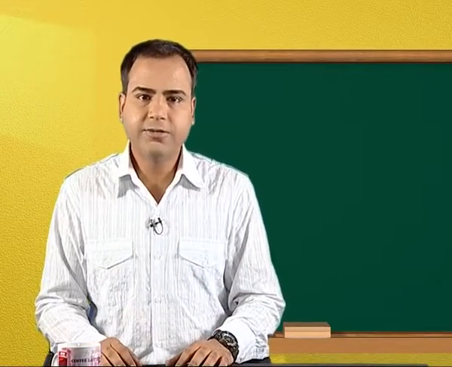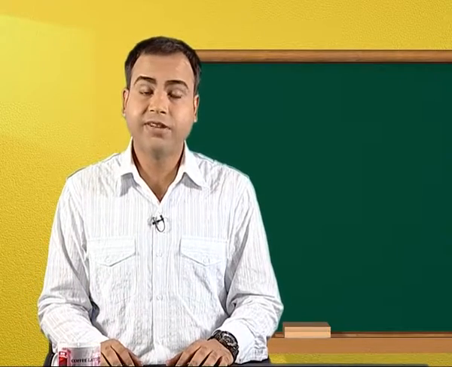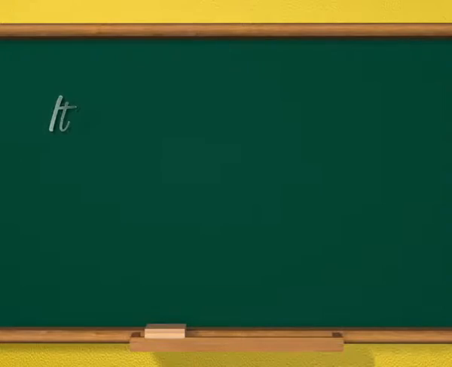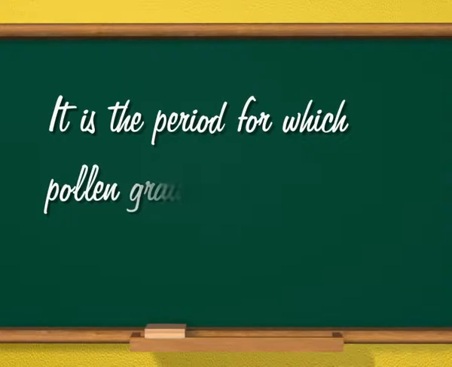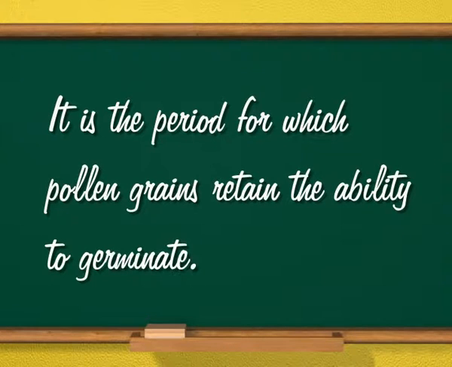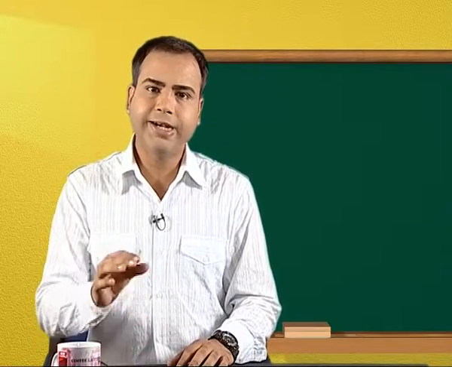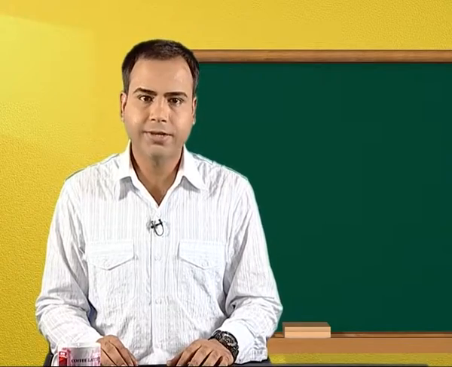There is another term which we discussed in this lesson, pollen viability. It is the period for which pollen grains retain the ability to germinate. So this was all that I had to tell about the structure of pollen grain and development of male gametophyte.